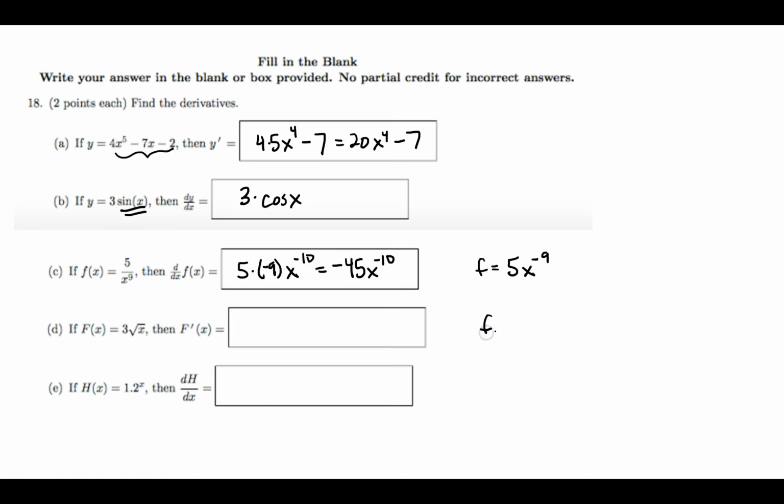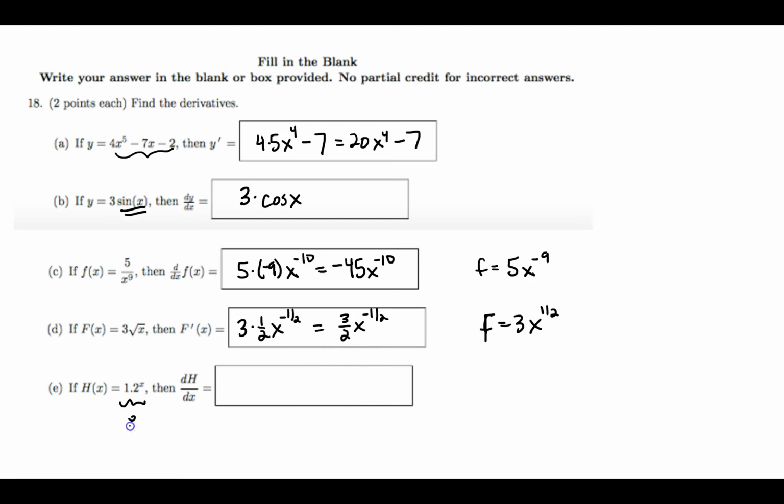Radical symbols also need to be changed up. A square root is x to the 1/2 power. And so we keep the 3. That's capital F. And then we have 1/2 x to the -1/2. So it simplifies to 3 over 2 x to the -1/2. I'm not sure if they want negative exponents in the answers. We're just going to leave it like that.